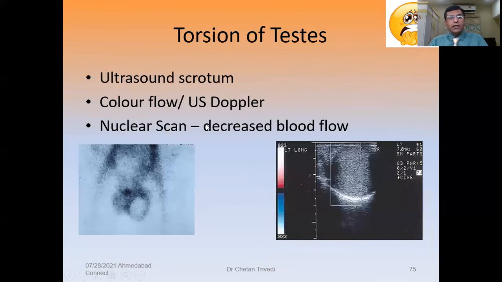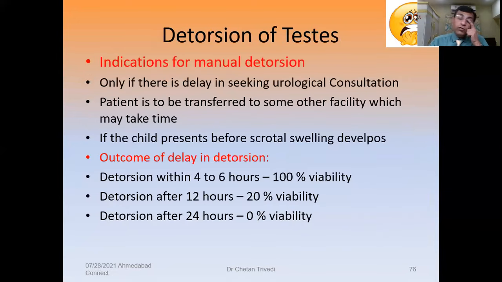So you can diagnose by ultrasound of the scrotum, but what is important is the Doppler study, because decreased flow is to be documented, or you can have a nuclear scan which shows the decreased blood flow. If you have all these things, you need not worry, because you just send the patient to the pediatric surgeon. But if you don't have those facilities, and if you don't have any surgeon or any surgical help nearby, we know that time is very crucial in torsion testis.